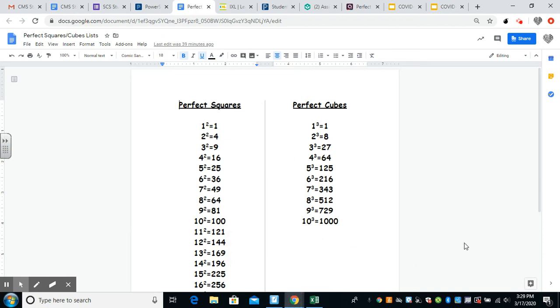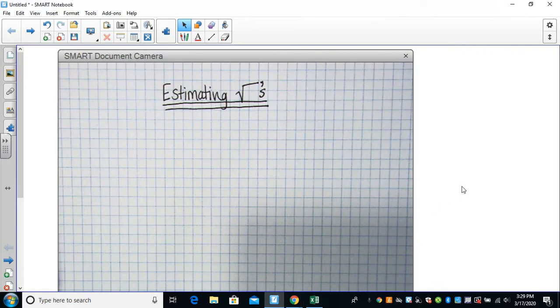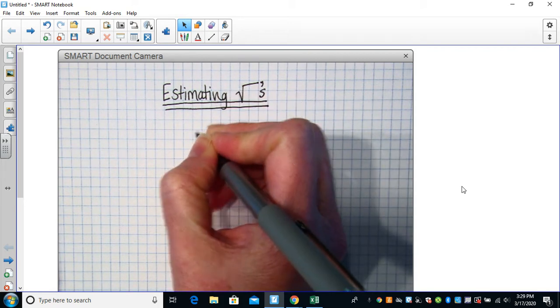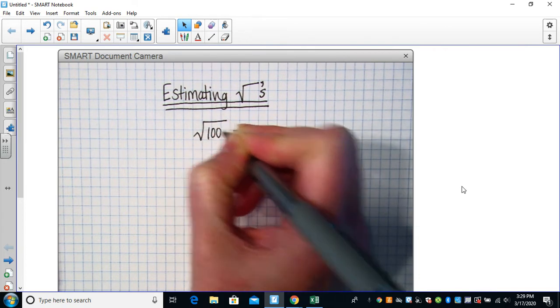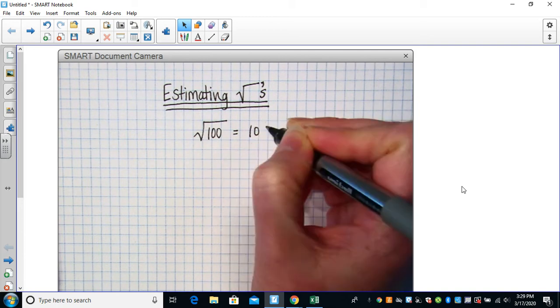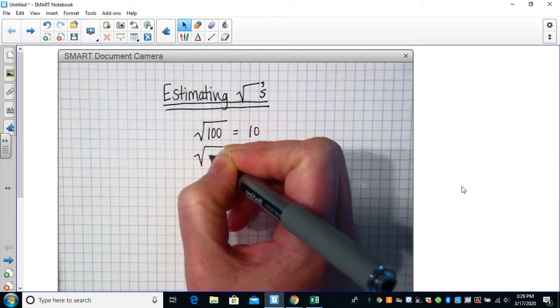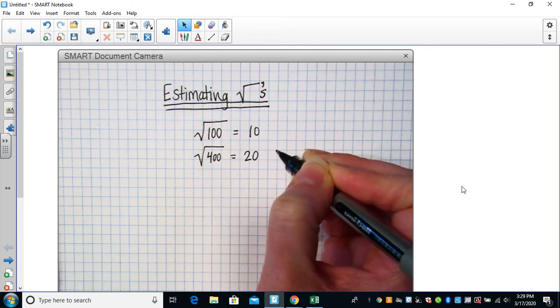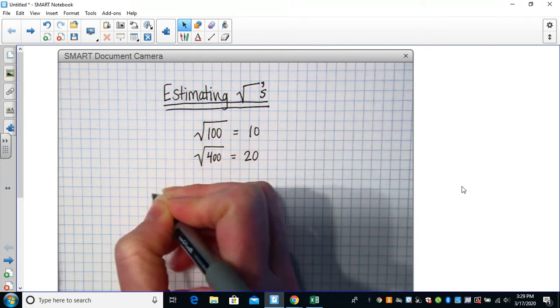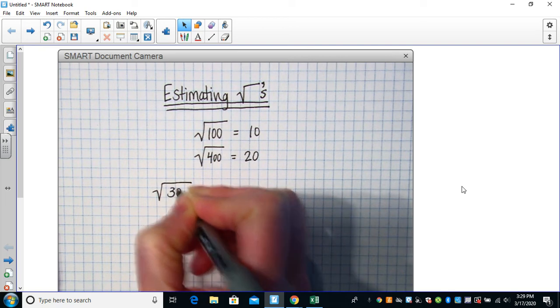Again, we're looking at square roots a little bit deeper, and we're going to talk about estimating square roots. Not all square roots are nice, pretty numbers. For instance, the square root of 100, because 100 is a perfect square, that would be a 10. Or the square root of 400, it's a perfect square again, so that's a 20. But what if we had something like the square root of 30?